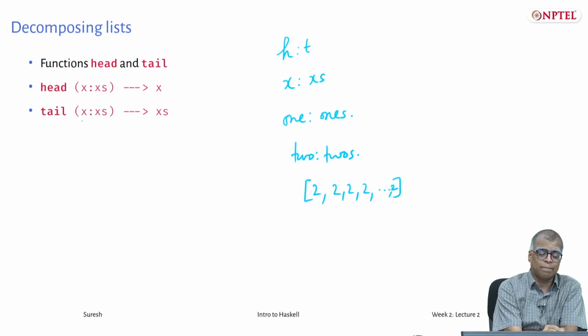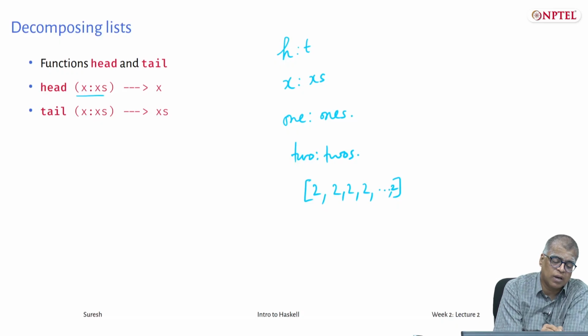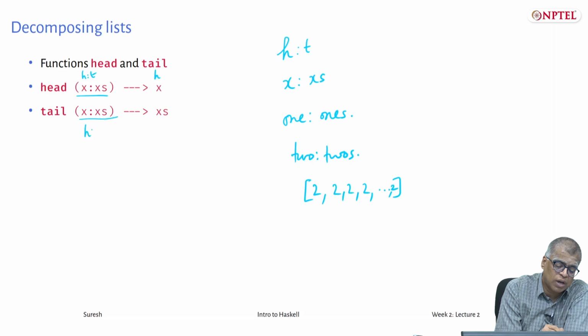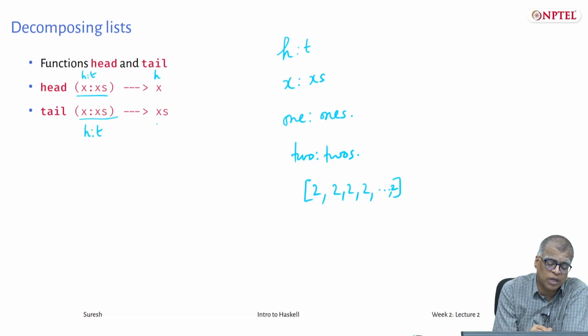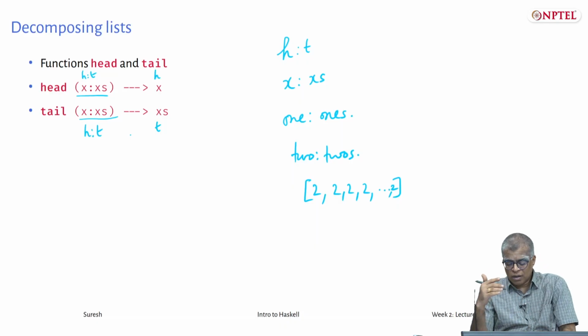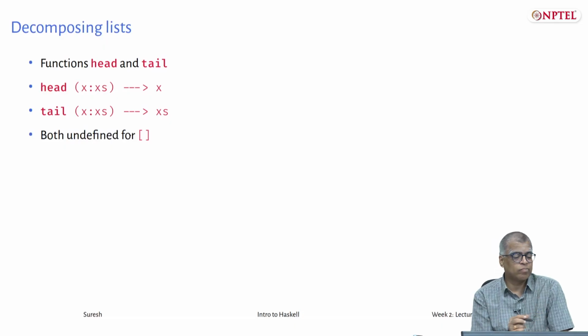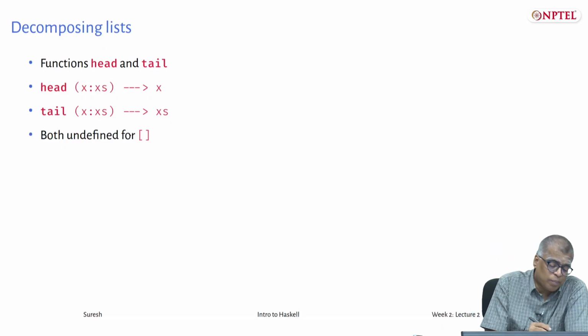You can of course use any name. For instance, here I could have said h colon t, and then head applied on h colon t returns h, and tail applied on h colon t returns t. I could have said that, but x colon xs is a standard convention, and it is better to learn it right up front. This is very important.